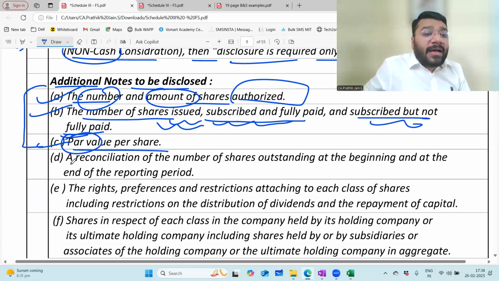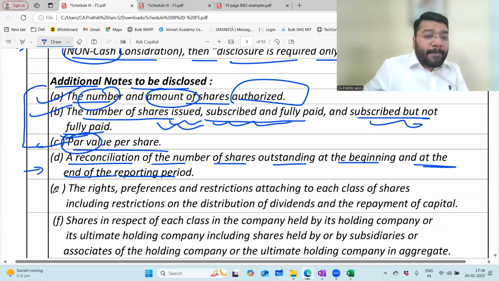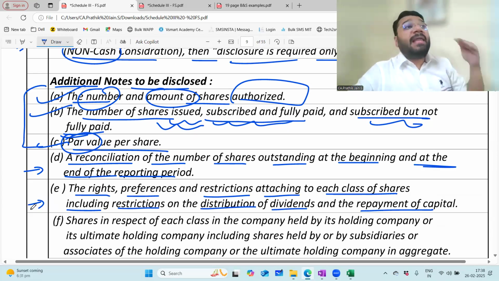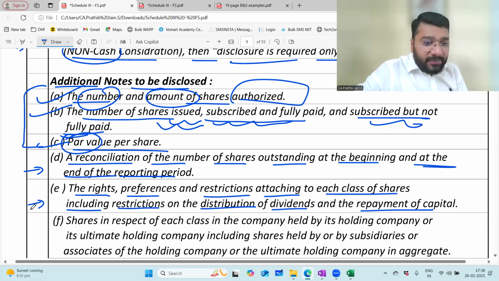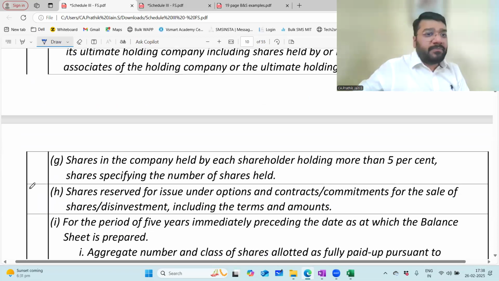Point D is what? A reconciliation of the number of shares outstanding at the beginning and at the end of the reporting period. This is not there at your level. Then the rights, preferences and restrictions attaching to each class of shares, including restrictions on the distribution of dividend and repayment of capital. High level of disclosure, not at your level. D, E, F will not be asked.